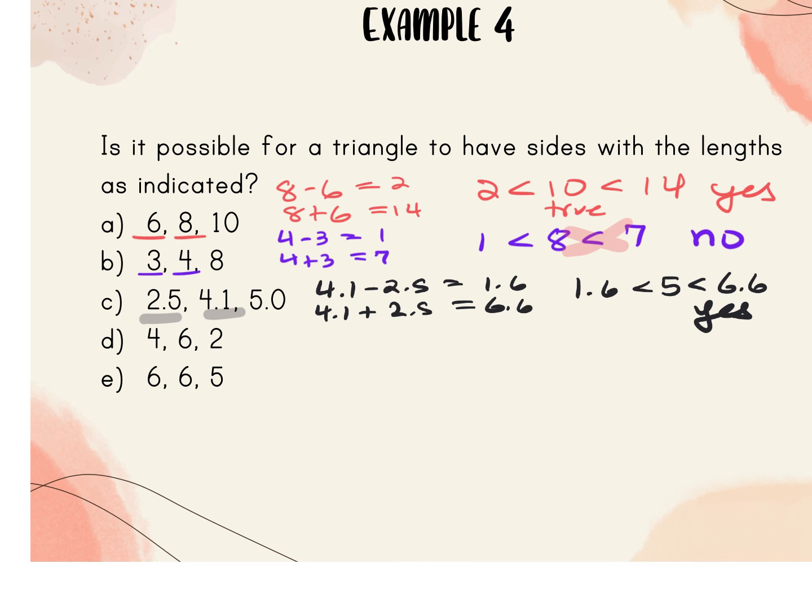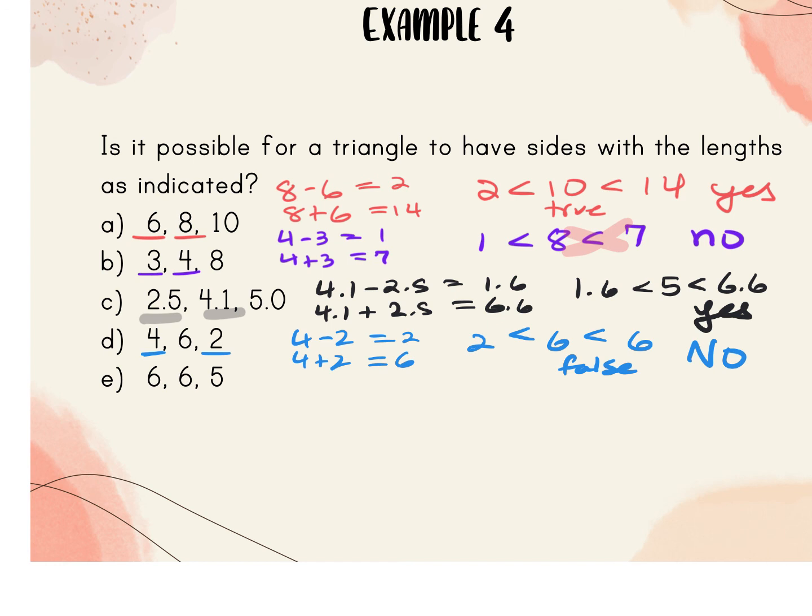Now, notice on part D here, it's not listed least to greatest. So my two smaller numbers are the 4 and the 2. So 4 minus 2, 4 plus 2, 2 and 6. So here, once I do this, is 6. Does it satisfy this? No, it does not. This is false. It cannot equal a sum or difference. So this one is no.